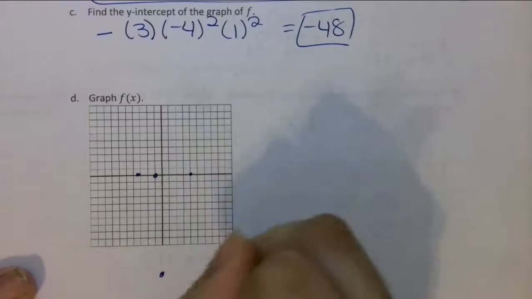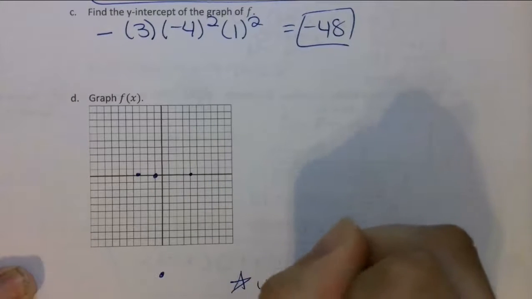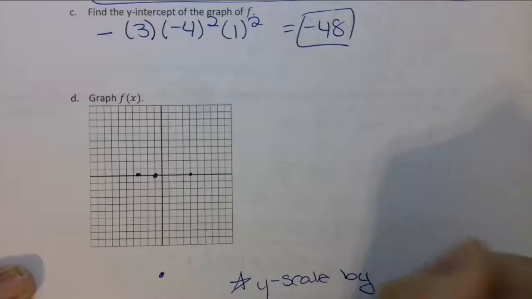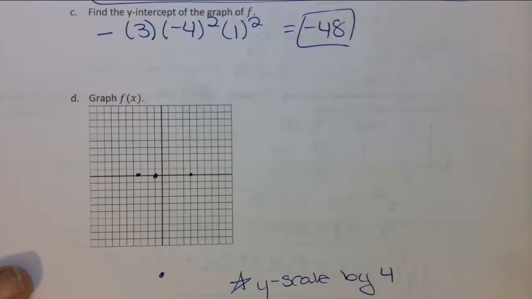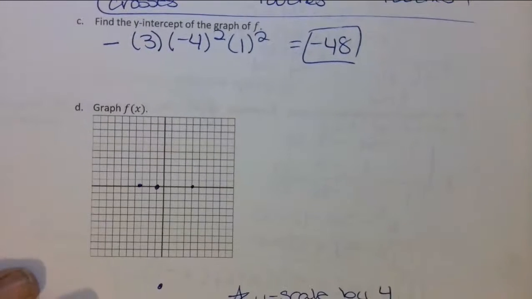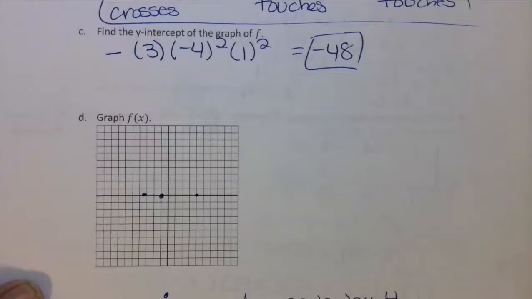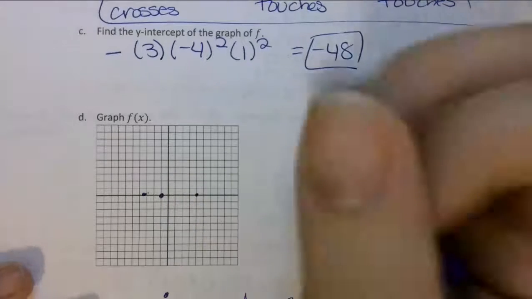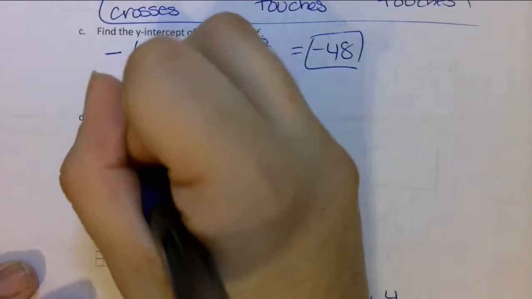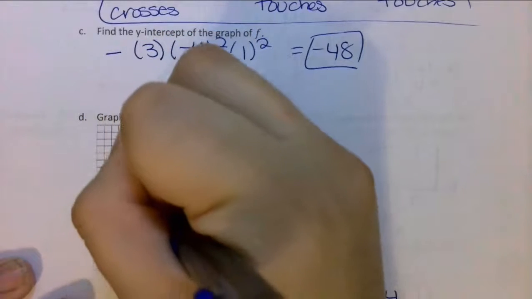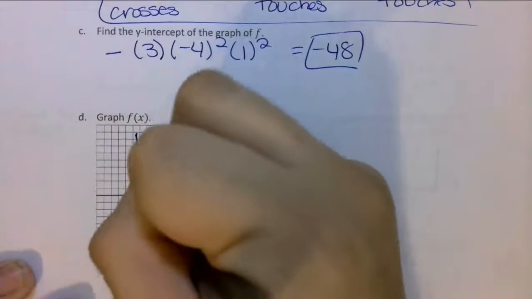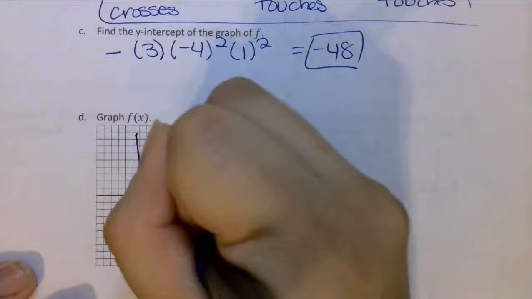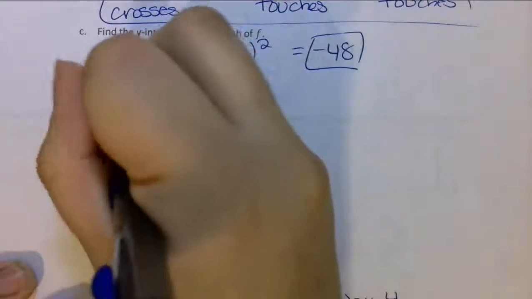So I'm going to make a note. Y scale by 4. And then what I need to do is I just need to match this up. So it crosses through the negative 3 and then touches the other 2. So this is going to look something like this.